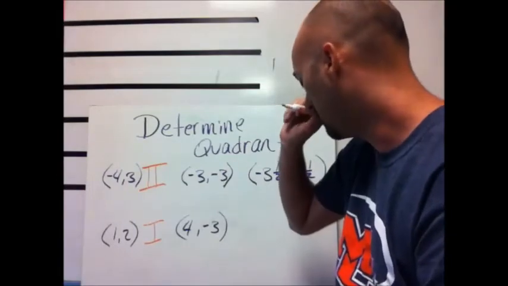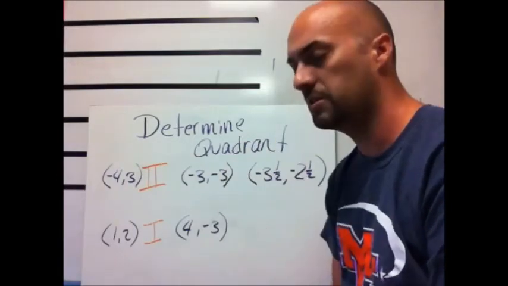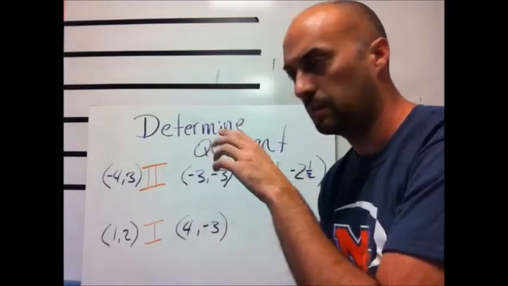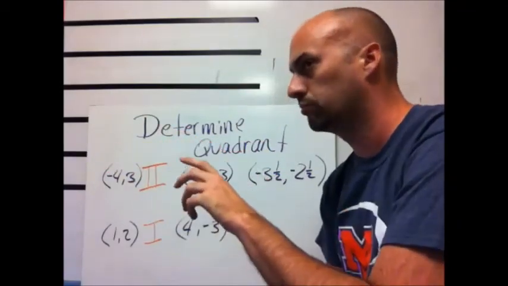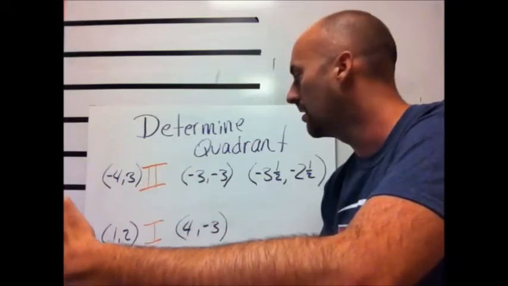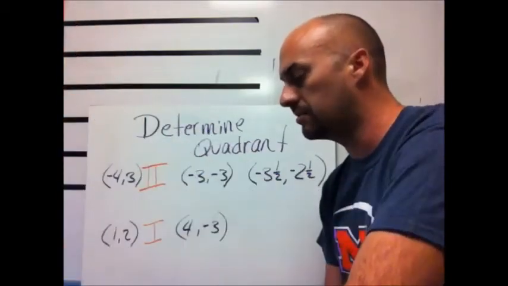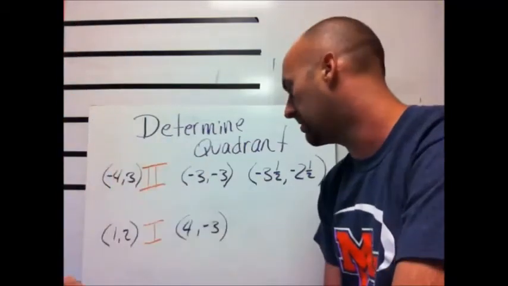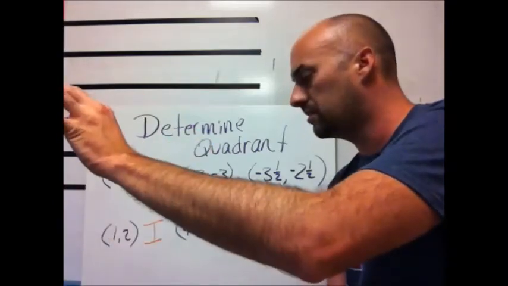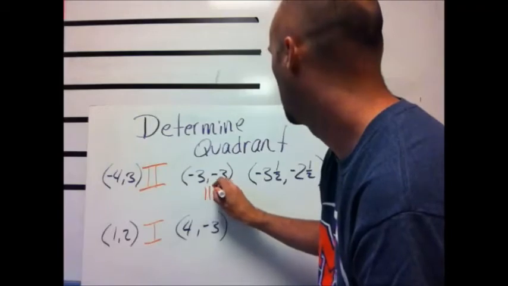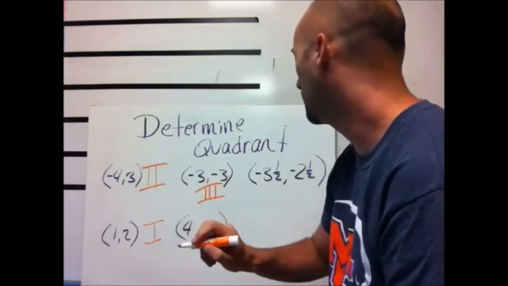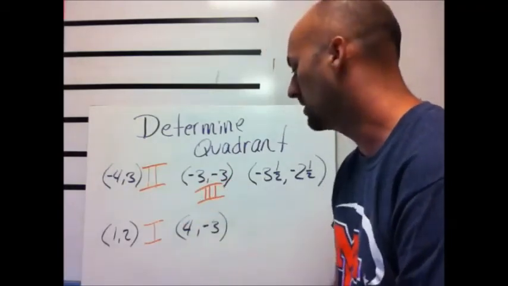Negative 3, negative 3. Okay, start yourself at the origin, visualize it. I'm walking from the origin. Am I going left or right to get to negative 3? I got to go left. Now, am I going to go up or down to get to negative 3? I'm going to go down. So I have gone left, down. That puts me at quadrant 3.